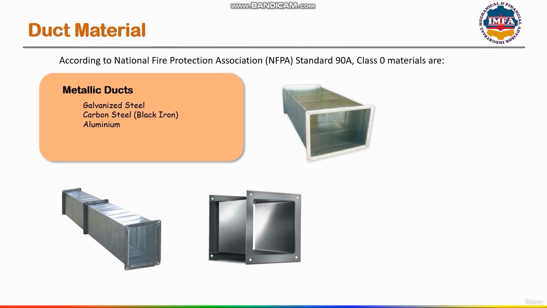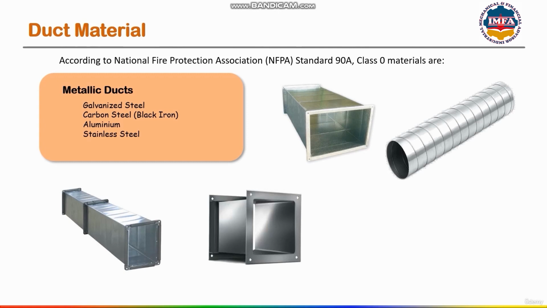Aluminium can also be used to construct ducts. These are more durable, lighter metals. So if the duct is constructed using aluminium for the same dimension and same purpose, it will have lesser weight as compared to galvanized steel. However, the cost can be more.